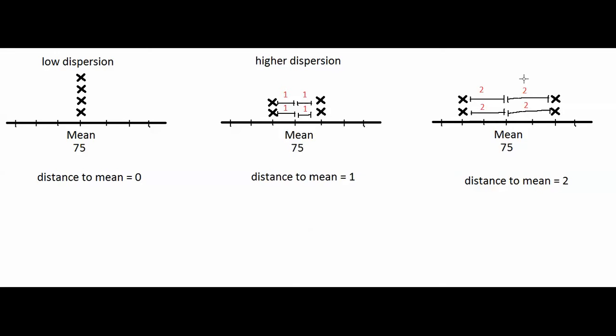This data set has even more dispersion than this data set, and the distance to the mean has gone up because now each data value is 2 away from the mean. So as the dispersion of the data goes up, the distance to the mean goes up along with it, because when there's more dispersion, the values are moving further away from the mean in both directions. So this has the highest dispersion.